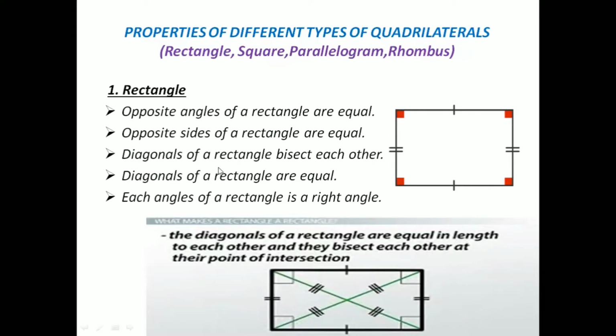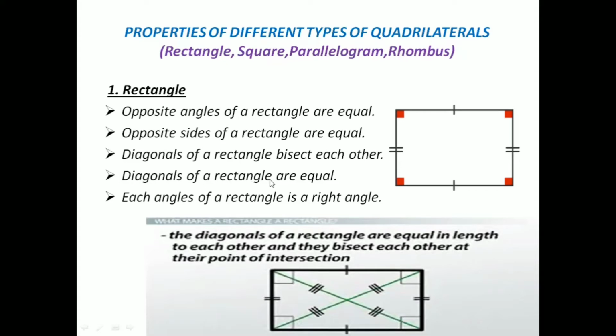Similarly, diagonals of a rectangle bisect each other. When you draw the diagonal, diagonal means the line segment which joins the opposite vertices, and these diagonals bisect each other. These two diagonals are dividing into equal parts, from here to here and from here to here. This distance will be equal. That means diagonals bisect each other.